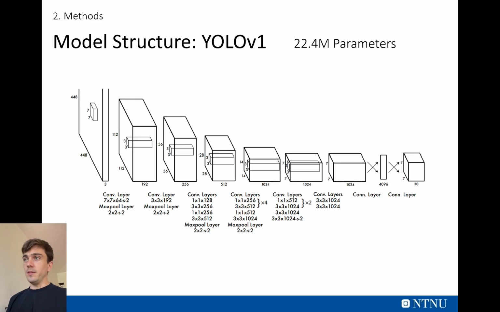So in the YOLO v1 paper, the structure is originally for object detection, but before training it for object detection, they train it for object classification. So that's exactly what I replicated. And the network in total had like 22.4 million parameters.